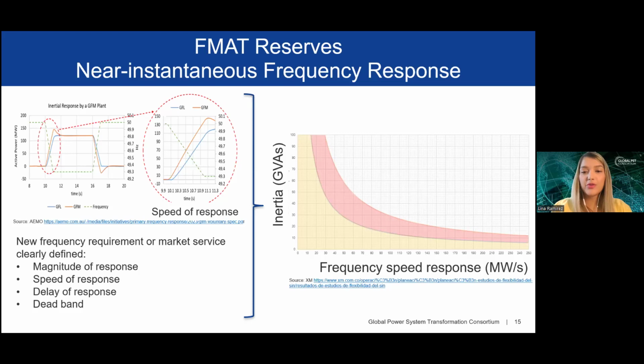To the right, we also see from XM, the system operator in Colombia, how inertia and the speed of the frequency response are related. That is really important, because having resources that can provide a really fast response can mean that we can decrease the critical inertia levels and include more renewables in the system.